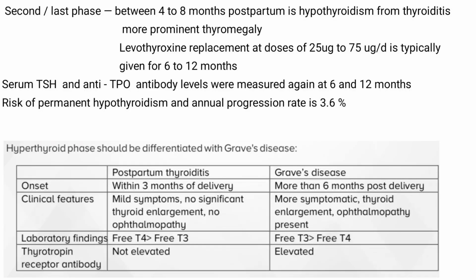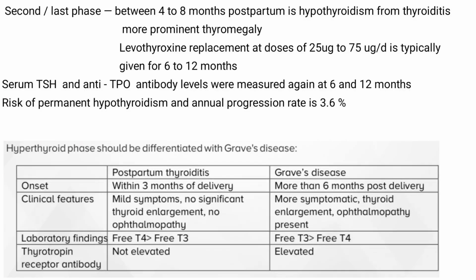Now in the second and last phase, where there is a hypothyroid-like stage, there is more prominent thyromegaly, and the management is levothyroxine replacement in a dose of 25 to 75 micrograms per day, given for 6 to 12 months. Then we measure serum TSH and anti-TPO antibody levels again at 6 to 12 months, and there is a risk of permanent hypothyroidism, with a progression rate of around 3.6%.